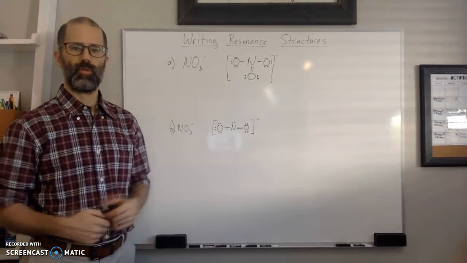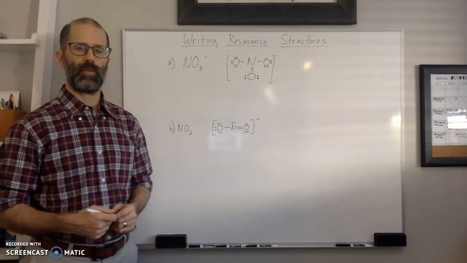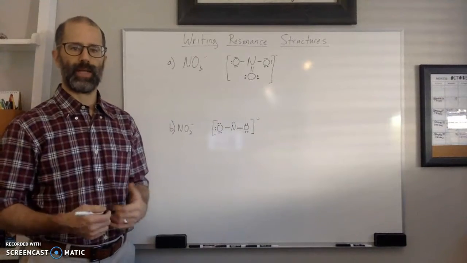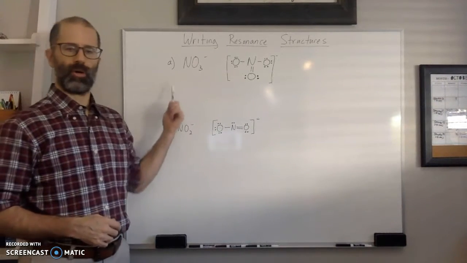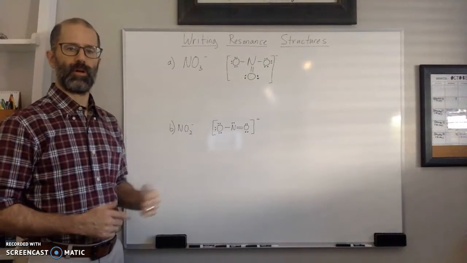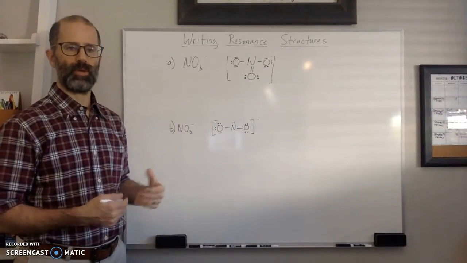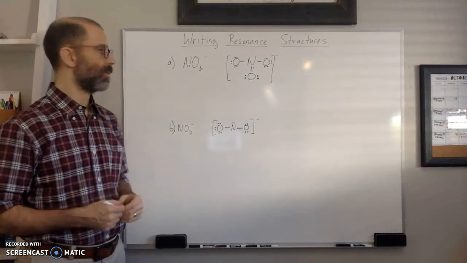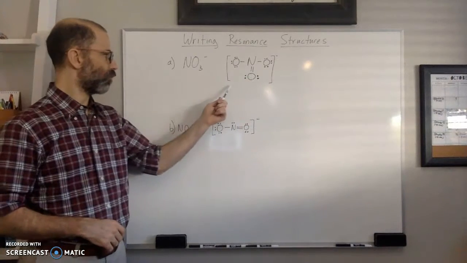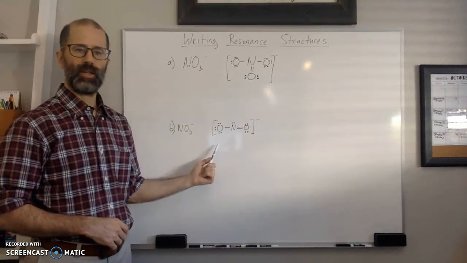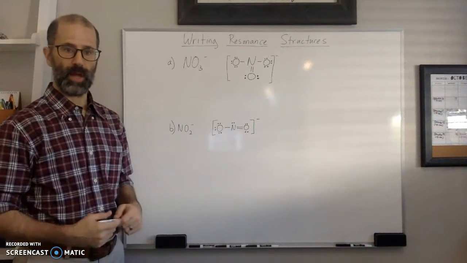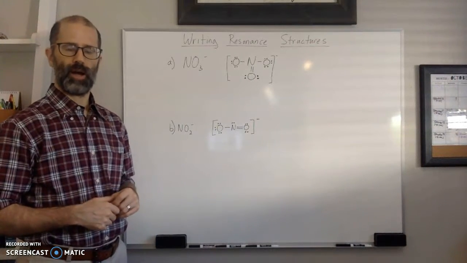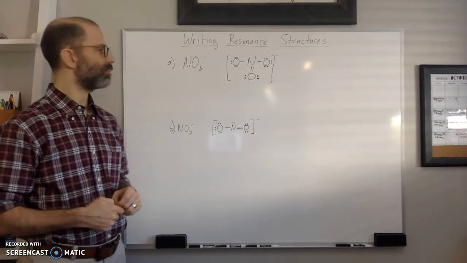My name is Mr. Cobalt, and in this video I'm going to be covering how to write resonance structures. So here I have on the board two examples of molecules that I will be going over that exhibit resonance. I wrote ahead of time the Lewis dot structure, or at least one of the Lewis dot structures, for each of these molecules, and I'll show you how to write the rest of them.